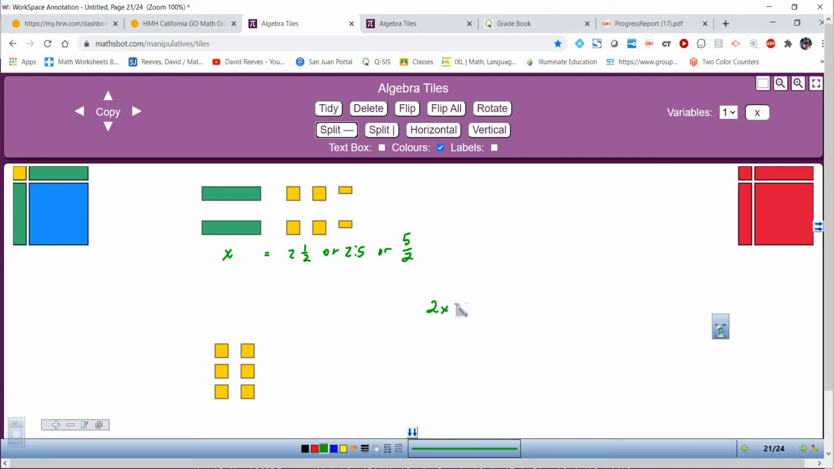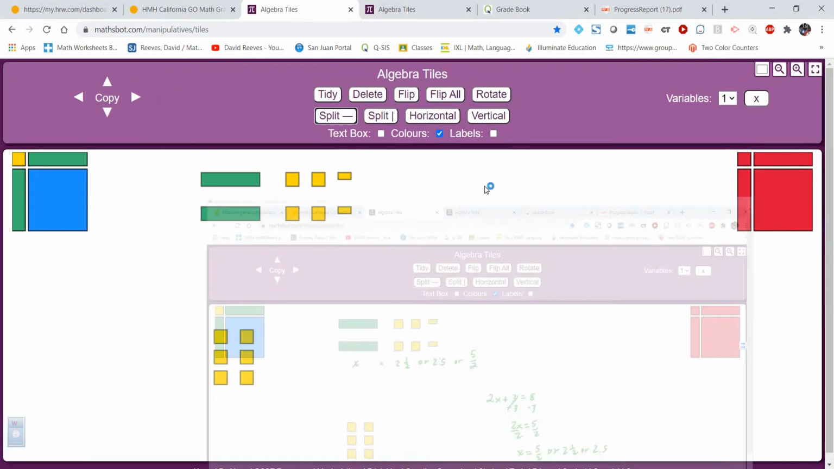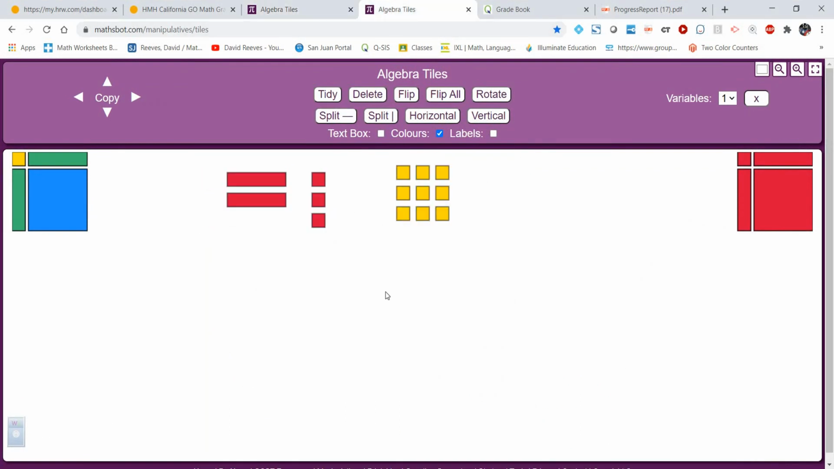So again, if we had our equation 2x plus 3 is equal to 8, first thing we did, took away 3 from each side. That gave us 2x is equal to 5. Then we divided it into 2 equal parts, and then we get x is 5/2 or 2 1/2 or 2.5. Okay. All right, so there's our first example. Let's go ahead and look at our next example that has some negatives in here.